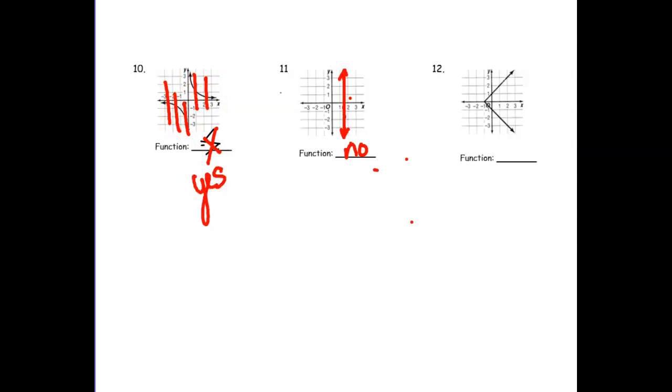Okay. Now looking at number 12, as soon as I make a vertical line, I go through 2 points right there, I know it's not going to be a function, okay?